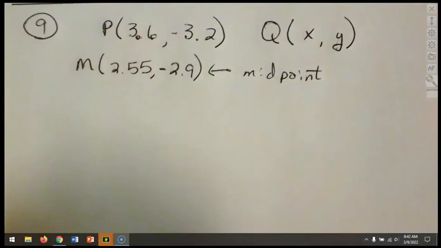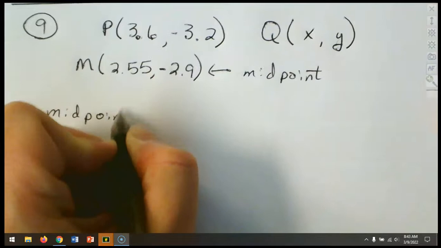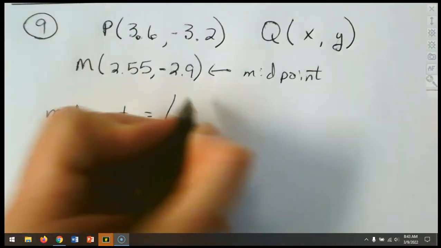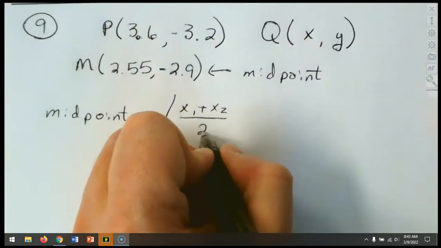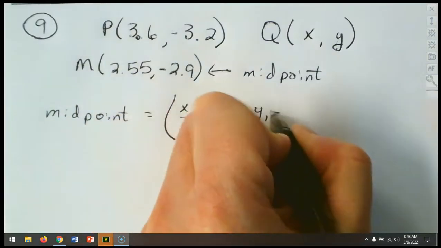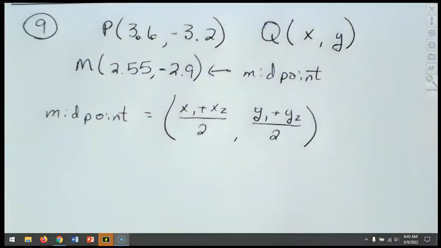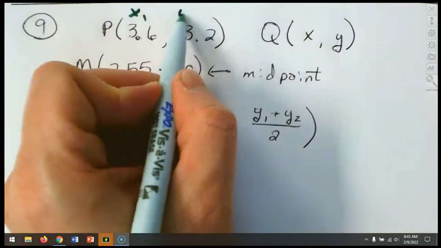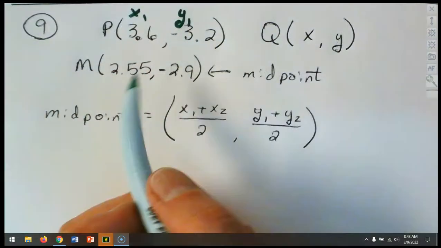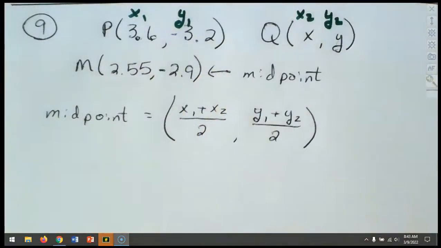Let's go ahead and write up our formula again. Your midpoint is x1 plus x2 over 2, and y1 plus y2 over 2. So this is x1, y1 on your P, and Q is x2, y2.